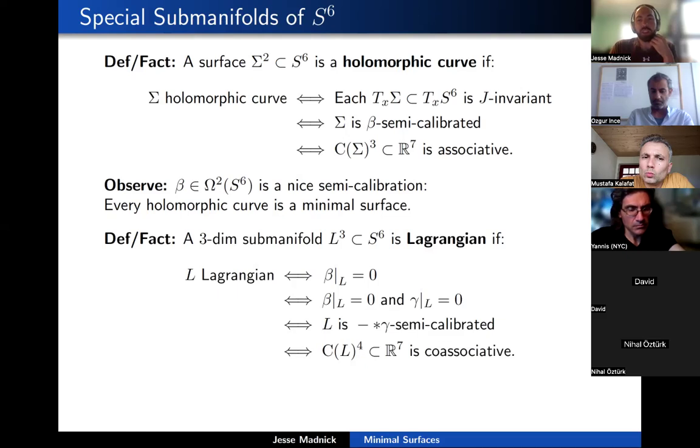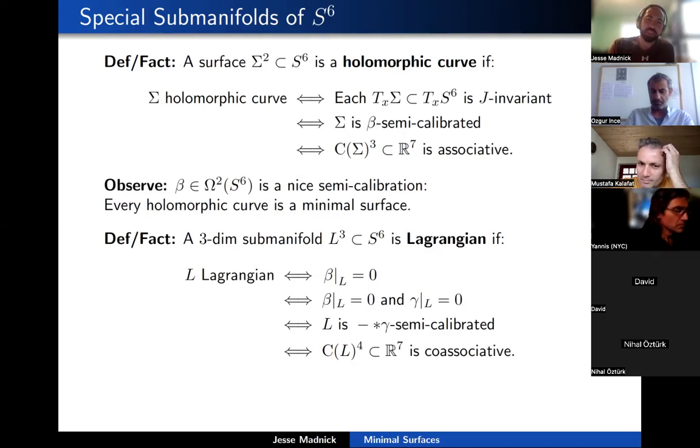Similarly, we can talk about Lagrangians. Remember, beta is like a Kähler form. It's a non-degenerate (1,1) form that arises in the usual way. It's just not closed. So a 3-dimensional submanifold of the 6-sphere is called Lagrangian if beta vanishes on it. Interestingly, S6 is really far from being Kähler. It's so far from being Kähler, it's called nearly Kähler. Kind of a strange name. Beta vanishing actually implies that gamma vanishes as well, which is sort of unusual.